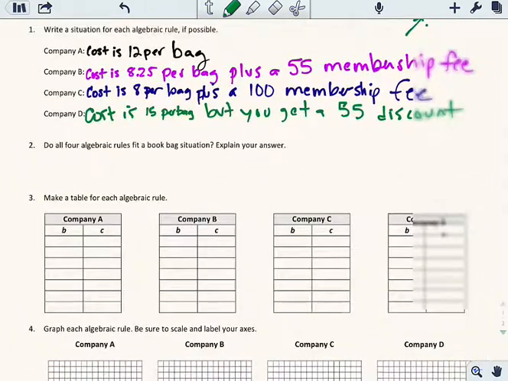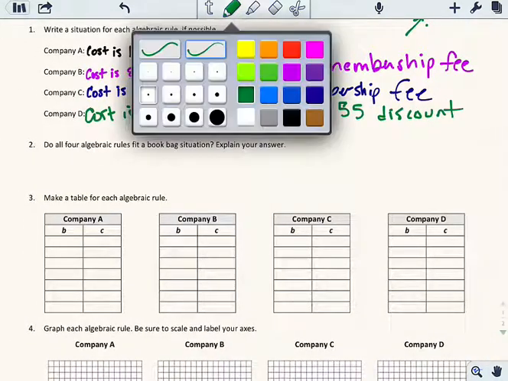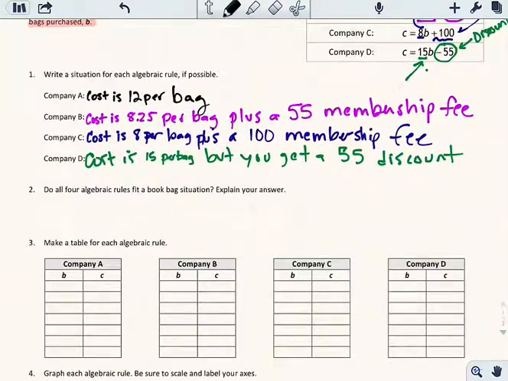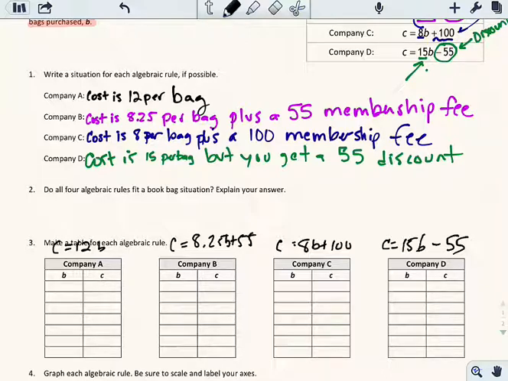Absolutely. So let's make a table for each algebraic rule. You know what's going to help? I'm going to rewrite each algebraic rule kind of smallish right above the table. I think that's going to help instead of having to flip back and forth. So let me do that really fast here. This one is C is equal to 12b. This is C is equal to 8.25b plus 55. This is C is equal to 8b plus 100. And C in this last one is going to be 15b, $15 per bag, minus a $55 discount.